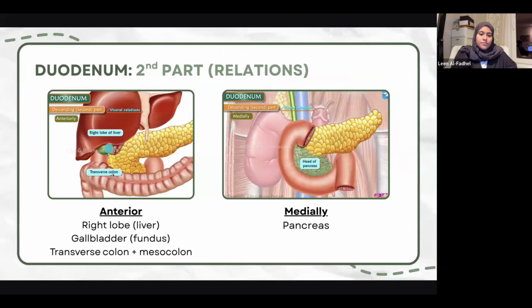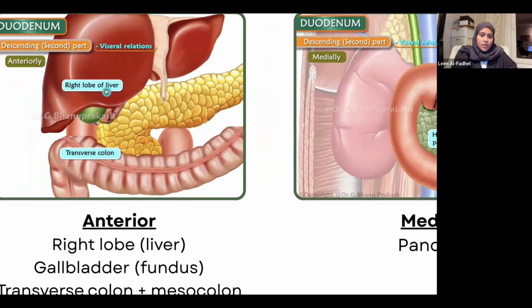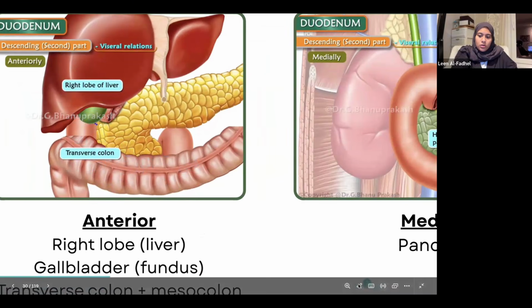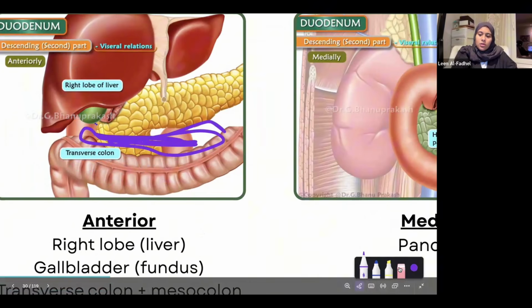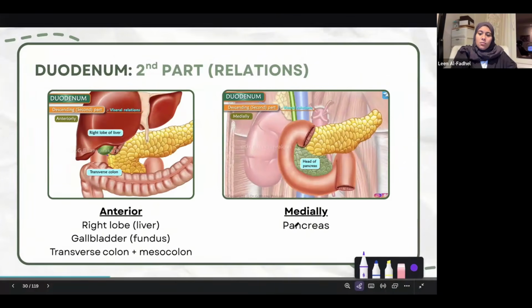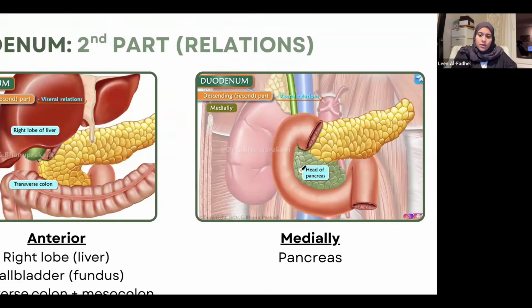Okay, relations. Anteriorly, you'll find the right lobe of the liver and the fundus of the gallbladder. You'll also find the transverse colon and the mesocolon. The mesocolon, I'm pretty sure you guys know how that looks by now. I hope so. Somewhere over here, just imagine with me, that's a mesocolon. So that's where you find anteriorly to the second part. Medially, you'll find the pancreas. So this is the second part. Medial to it, you'll find the pancreas.